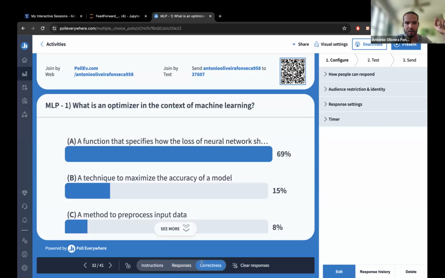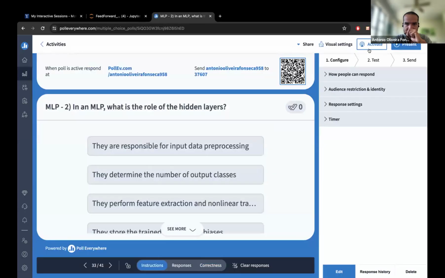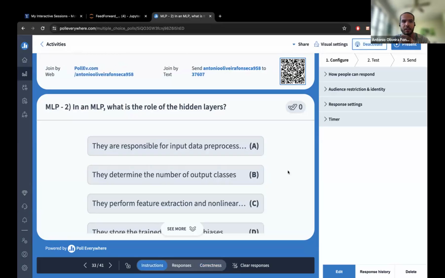Let's see. The answer is A, although B I could also consider correct to some extent, but it is a little too specific. What we're trying to do with the optimizer is to minimize the loss. Maximizing the accuracy is a consequence of minimizing the loss. Is that clear to everyone? Okay, great. Let's go to the next one. Activate. Okay, in an MLP, what's the role of the hidden layers?